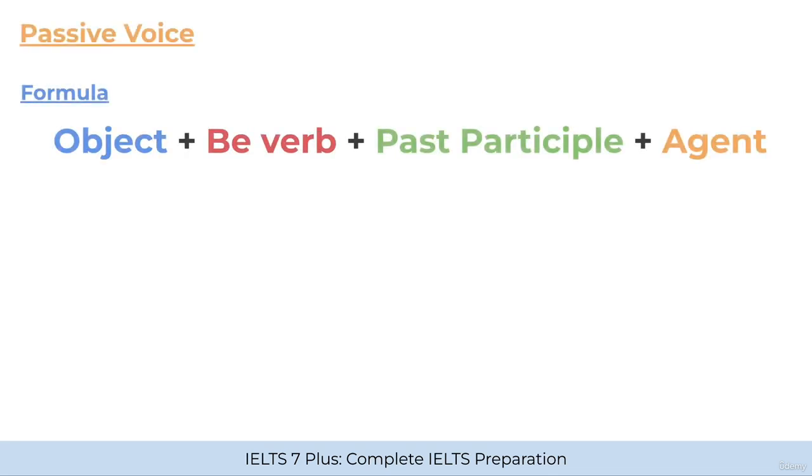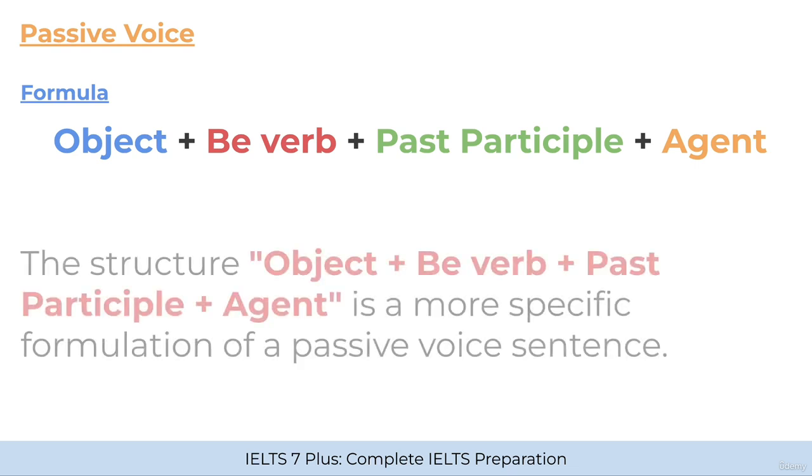Okay, so there's a formula. We can be really specific with this formula actually. So we could have our object. We could then have our be verb in its various different forms, followed by the past participle, plus the agent, or in other words, the subject who was doing the action described. Okay, so this is more specific, and if you like a formula, then this is good for you. This is how we can form our passive voice in a sentence.